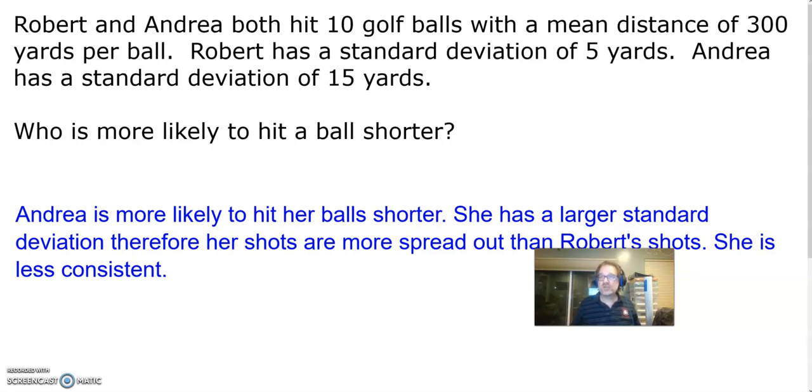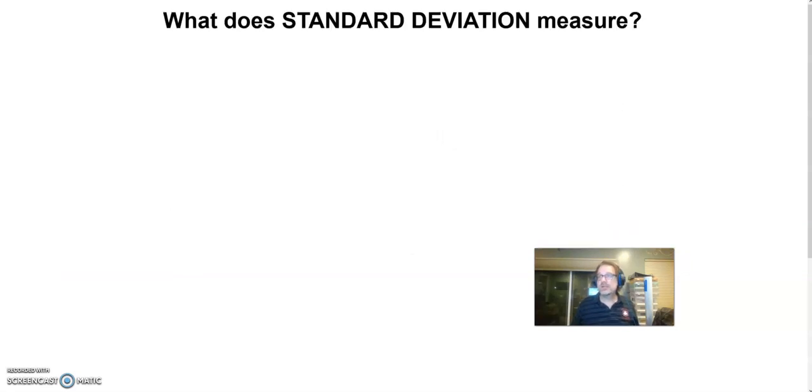A larger standard deviation means the spread is more from what I'm looking for. She is a less consistent golfer. If I need somebody to hit 300 yards exactly, go with the lower standard deviation. If I'm looking for somebody to hit it further, I might give Andrea a shot because she's capable of hitting it further. Alrighty, so what does standard deviation measure?